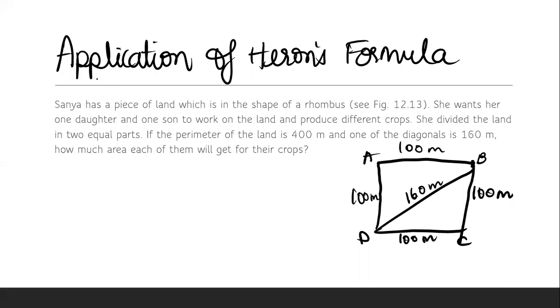So now moving on to application of Heron's formula. What is this application of Heron's formula? Meaning we will apply this Heron's formula on a quadrilateral. But how can I find out the area of triangle in a quadrilateral?